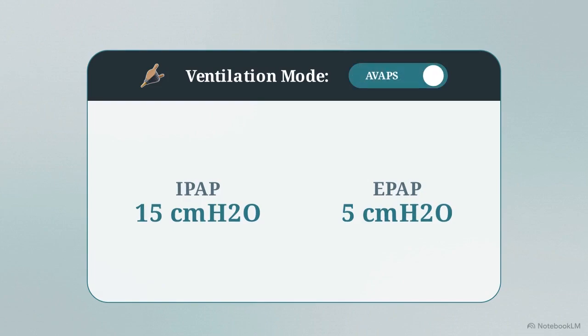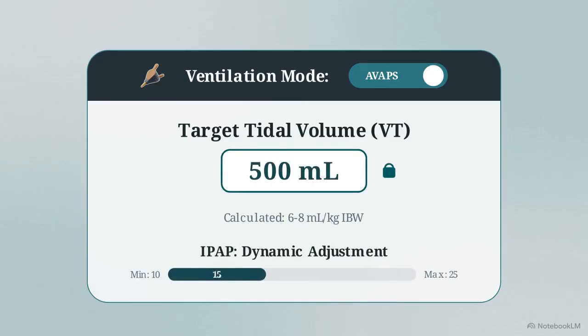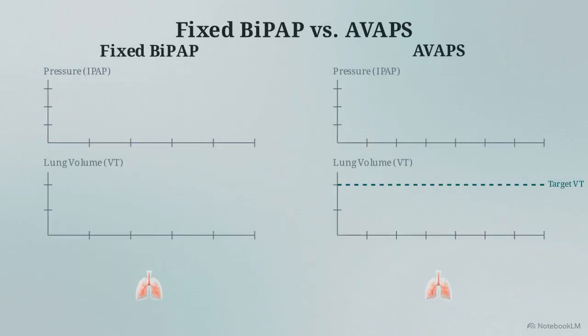Average volume assured pressure support ignores fixed pressures entirely. Instead, you program a target tidal volume based on the patient's ideal body weight, and the machine handles the rest. This visualization compares the two approaches. On the left, a fixed BiPAP pressure results in shrinking lung volumes as the patient tires. On the right, we see the AVAPS logic at work.